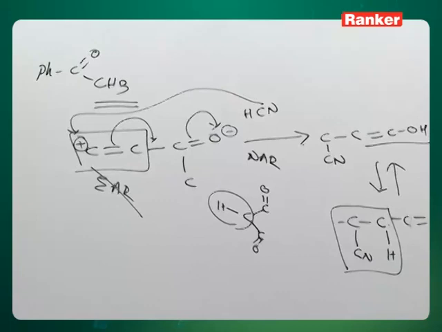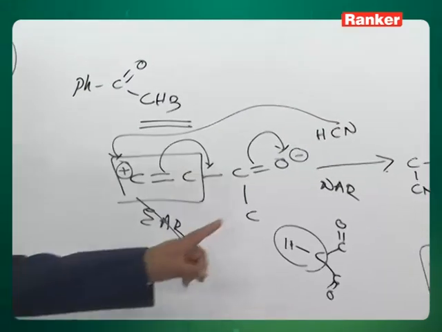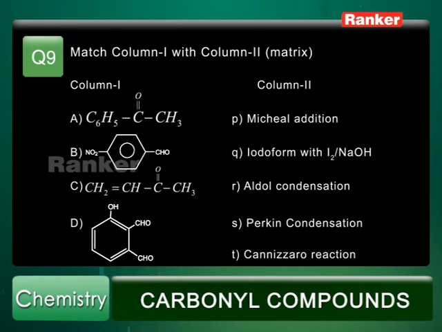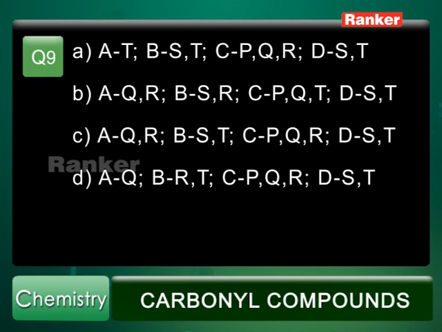C also gives the iodoform reaction because there is a CH3 attached to CO. So the last, D, that is two carbonyl groups. Two carbonyl groups can undergo the Cannizzaro reaction, can undergo Perkin condensation, right? Aromatic aldehydes undergo Perkin condensation, Cannizzaro, but not aldol. There is no iodoform reaction. So of all these combinations, only option C will be the right answer.